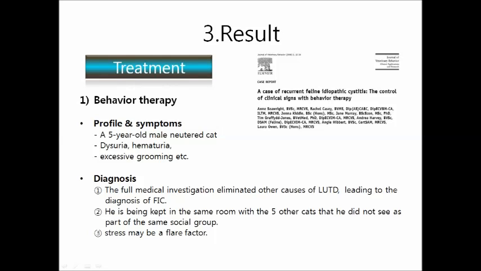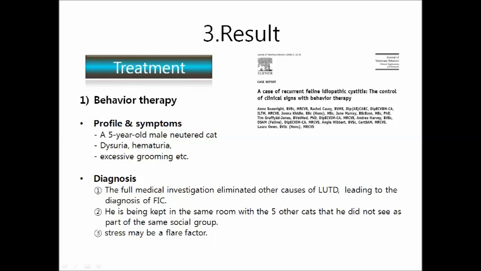A 5-year-old neutered male cat presented with frequent dysuria and hematuria for 3 months. Urination was often preceded by pacing and restlessness and was associated with vocalization, suggesting distress from either pain or anxiety. The owner also observed excessive grooming. The full medical investigation eliminated other causes of FLUTD, leading to the diagnosis of FIC.